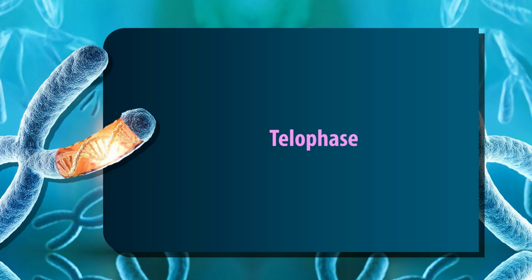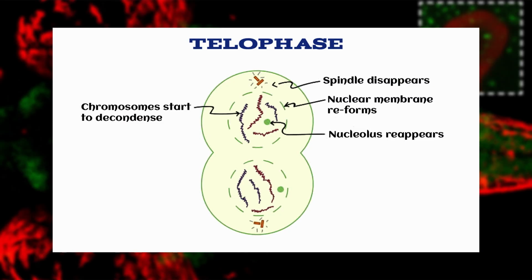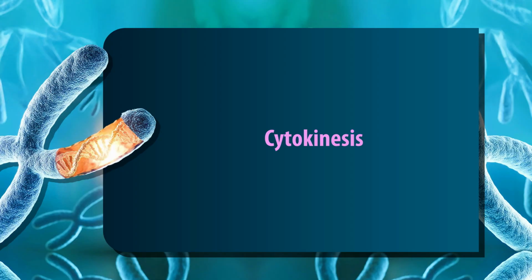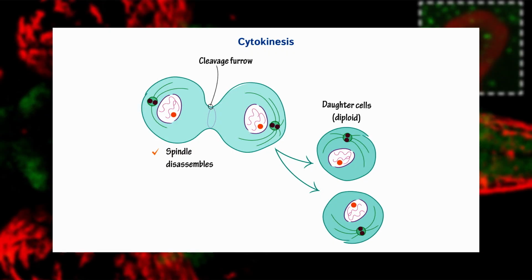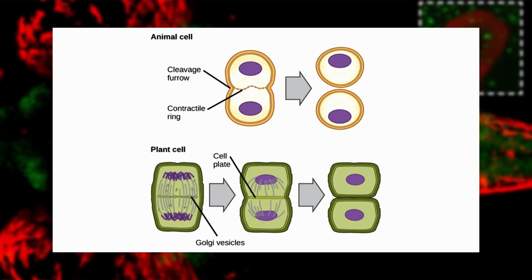Fifth is the telophase. Telophase restores nuclei as chromosomes decondense into chromatin. Nuclear envelopes reform and spindles disassemble. Sixth is the cytokinesis. Cytokinesis divides the cytoplasm, producing two diploid daughter cells. In animals, an actin-myosin contractile ring forms a cleavage furrow, while in plants, a cell plate develops into a new wall.